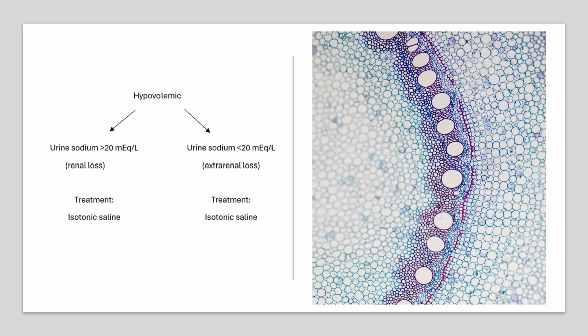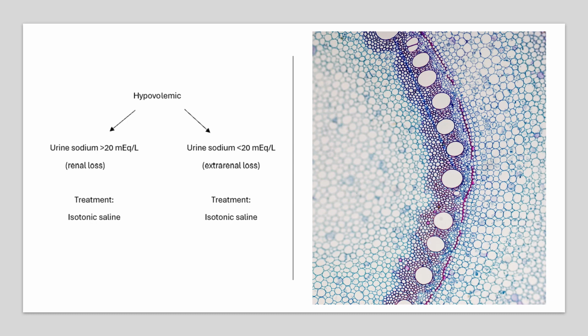Once you have determined their volume status, you will start looking at urine osmoles and urine sodium levels. Hypovolemic hyponatremia has a total decrease in total body water and sodium levels. When the urine sodium is greater than 20 milliequivalents, this is suggestive of renal losses, either from diuretics or mineralocorticoid deficiency. The treatment is isotonic saline.